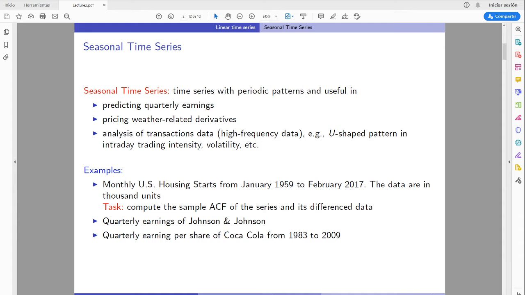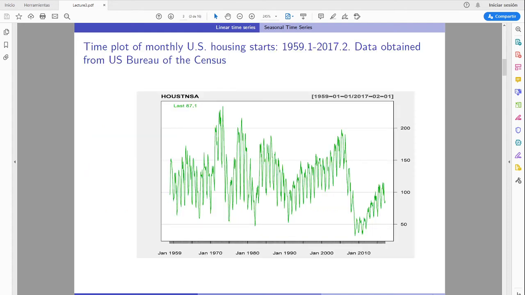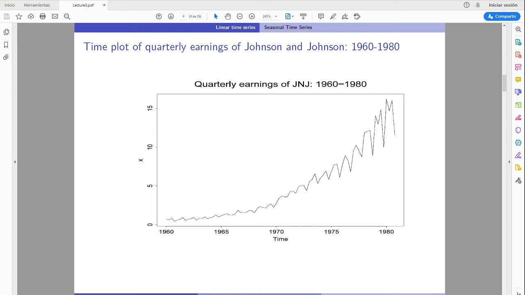Here we have some pretty nice examples. For the first one, I would like you to compute the sample autocorrelation function of the series and the difference data. And for example two, I think we have the graphs right here. This is the template for the monthly U.S. housing starts. This is the template for quarterly earnings of Johnson & Johnson.